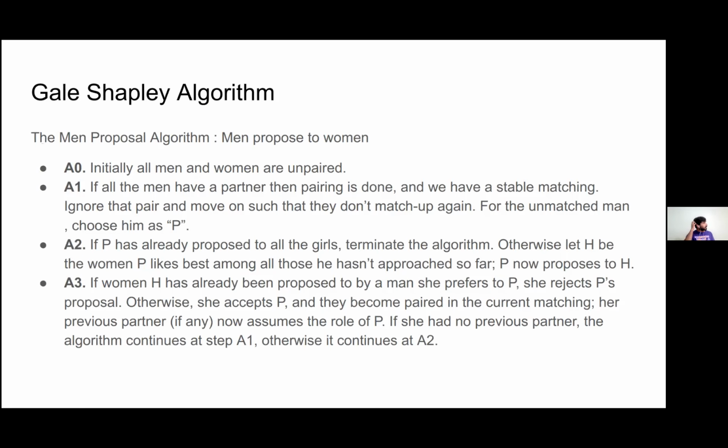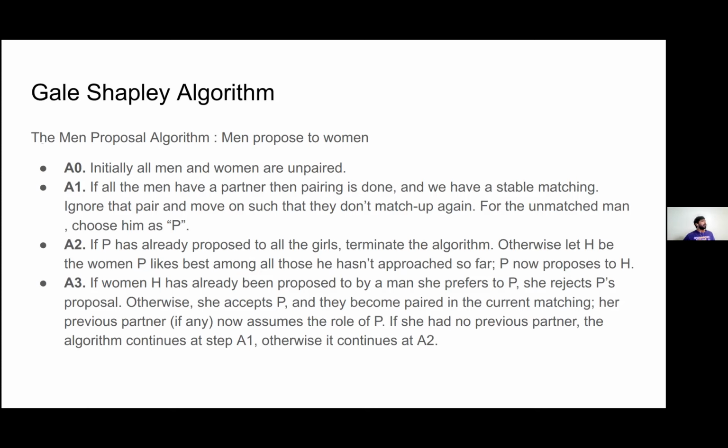Now we have another algorithm proposed by Gale and Shapley. So we will now discuss a variation of that algorithm, which is the men proposal algorithm. In this, the men propose to the women, and the women decide whether to accept the proposal or not. So there are 4 main steps for this algorithm. Initially, all the men and women are unpaired.